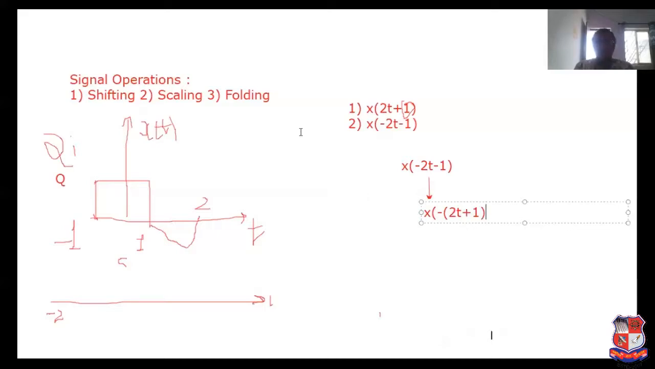So first we can take the minus sign common.